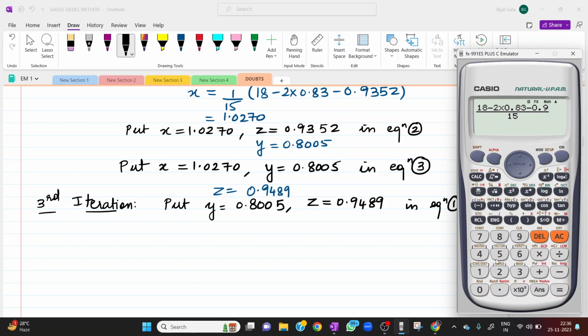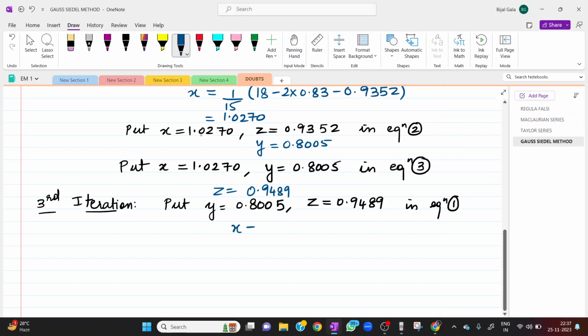0.93 wala will be replaced by 9489 and 0.83 वाले को replace करेंगे 0.8005 से. बाकी सब सेम रहेगा. आंसर 1.03. So x is 1.03. अब ये वैल्यूज डालेंगे हम इक्वेशन नंबर 2 में.